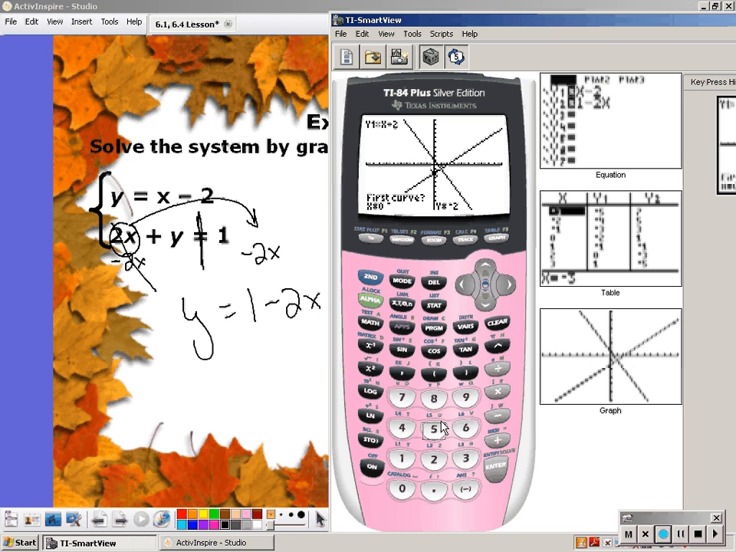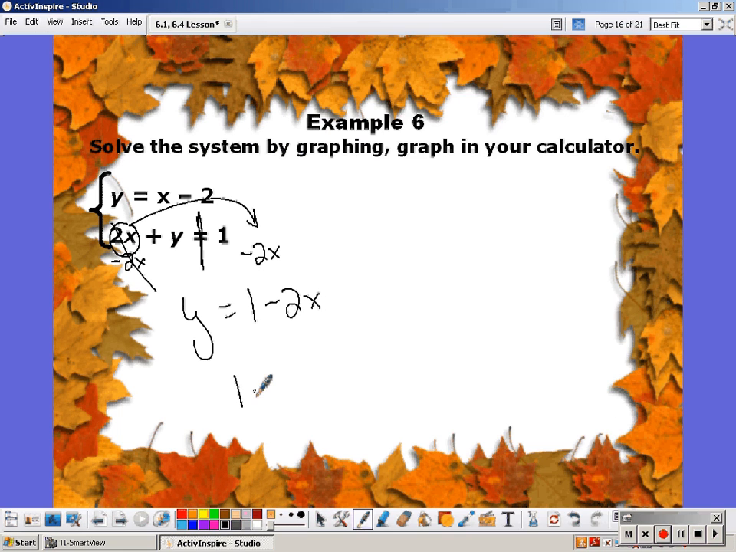Let it draw its lines. Now we hit enter 3 times. 1, 2, 3. There it is. The cursor is blinking right where those two lines intersect. And it tells us that they intersect at 1, -1. X is 1, y is -1. So our solution there is 1, comma, -1. That's the x, and that's the y. Okay?